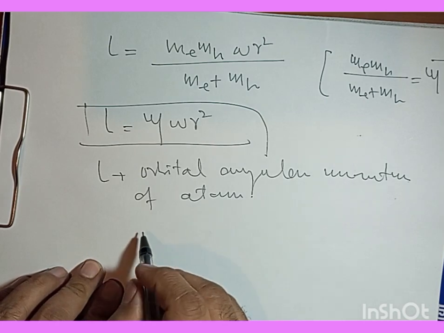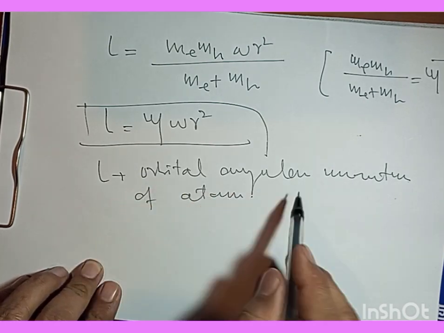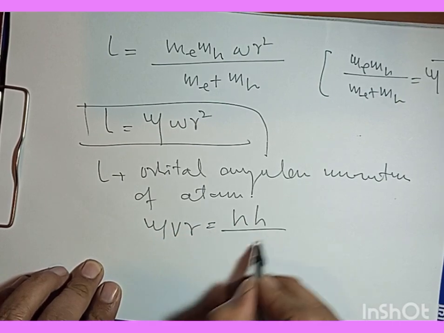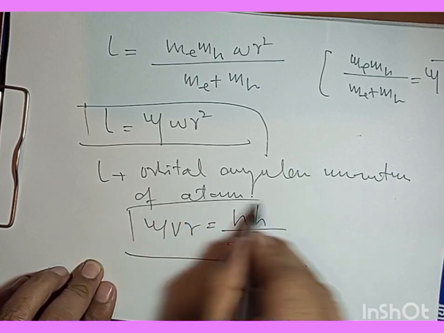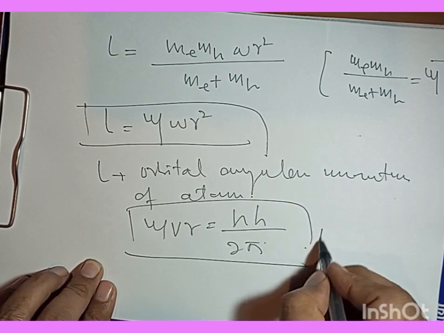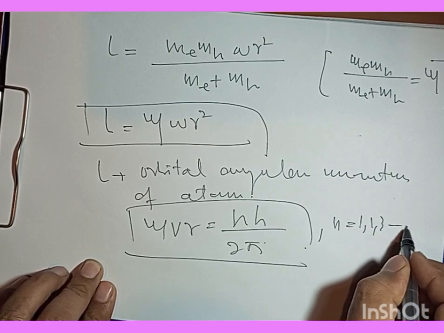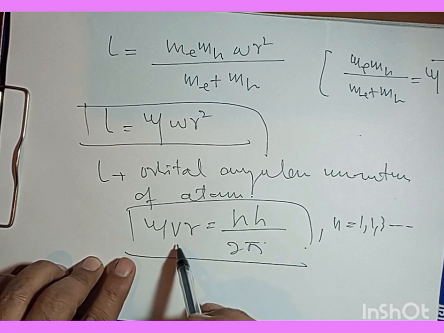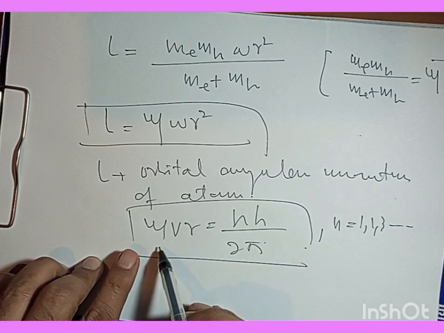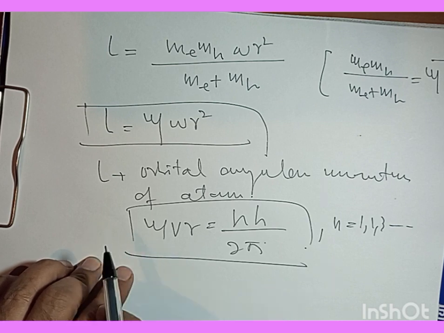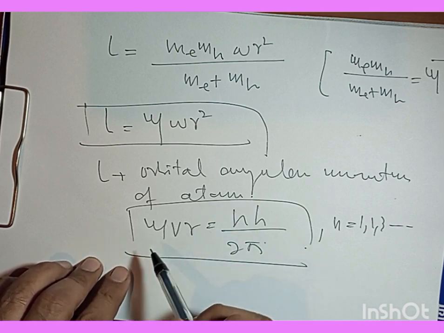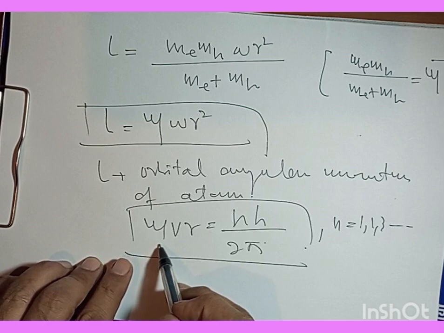What would be that quantum condition? The orbital angular momentum of the atom, that is mu vr, is nh by 2 pi. This n is an integral number. Its values can be 1, 2, 3, and so on. And this h is the Planck's constant. The mass m that was used in case of hydrogen atom and hydrogen-like atoms, where it was assumed that the mass of the nucleus is infinite, is replaced by this reduced mass.